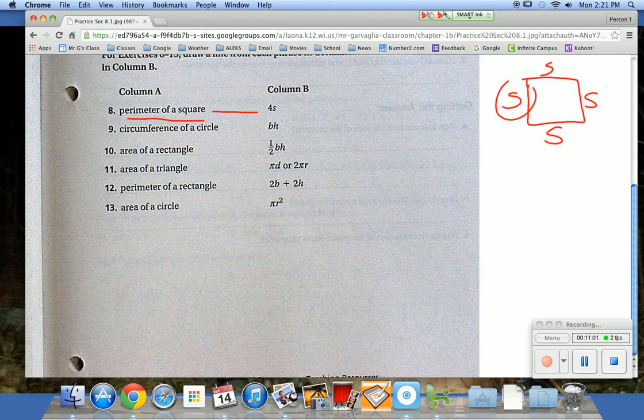Circumference of a circle. We've got a circle. We need to find a circumference all the way around that thing. Which one of these is the circumference of a circle? Second from the top? Base times height? Could you show me where the base and the height are in here? There's none. Okay, so it can't be that one.